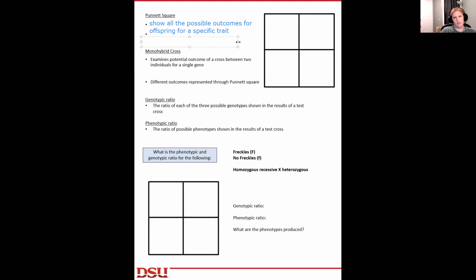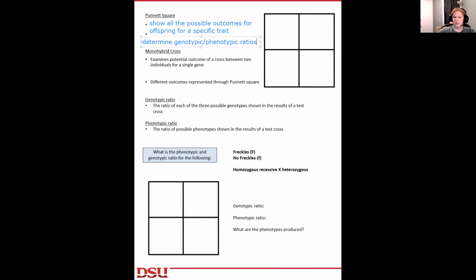In addition, the Punnett square will allow us to determine things called the genotypic and phenotypic ratios. Yay, ratios. In other words, how many homozygous dominant to homozygous recessive to heterozygotes could potentially be created. Okay, we'll go over this, it'll make a little more sense. A monohybrid cross examines the potential outcome of a cross between two individuals for a single gene. Different outcomes are represented through the Punnett square, which we then put as genotypic and phenotypic ratios.